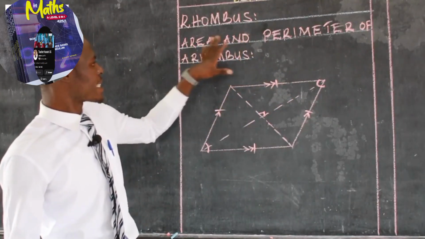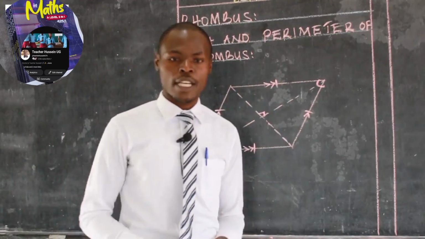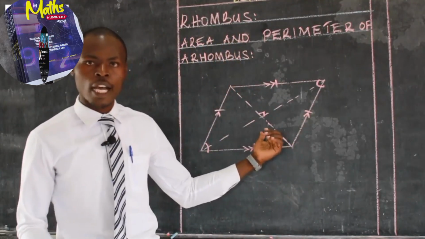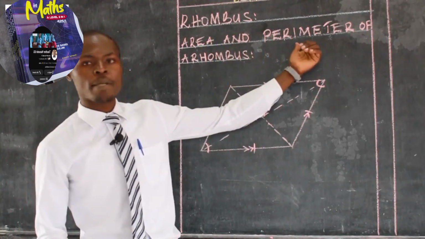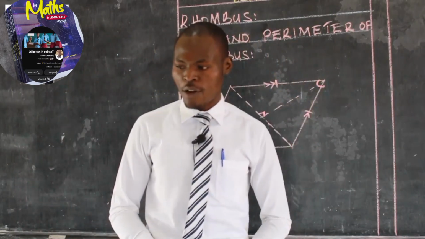Briefly, we're looking at the area and perimeter of a rhombus. I expect all my learners by the end of this lesson: 1, to have defined what a rhombus is, 2, to define area, 3, to define perimeter, and lastly to get the area and perimeter of a rhombus.